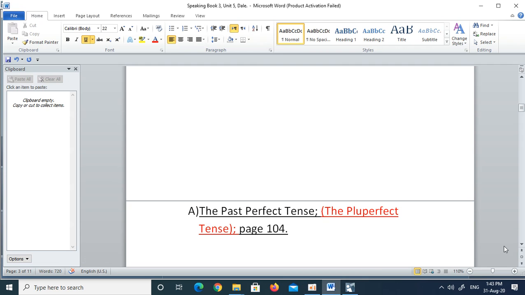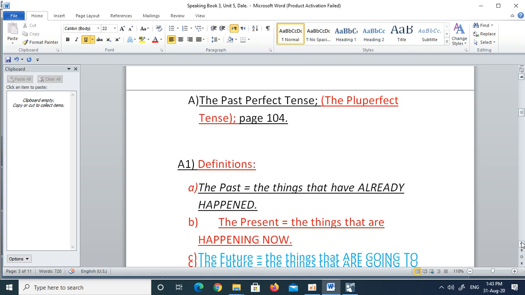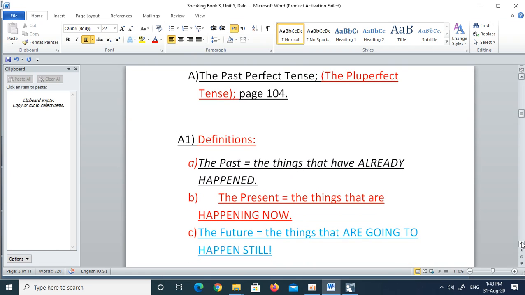Okay, the past perfect tense is also known in classical grammar as the pluperfect tense. In fact, it is called the pluperfect tense traditionally. But using our Q Skills books, we are going to follow their terminology and call it the past perfect tense. But if you have heard that other term before, don't get confused. It means exactly the same thing, the past perfect or the pluperfect.